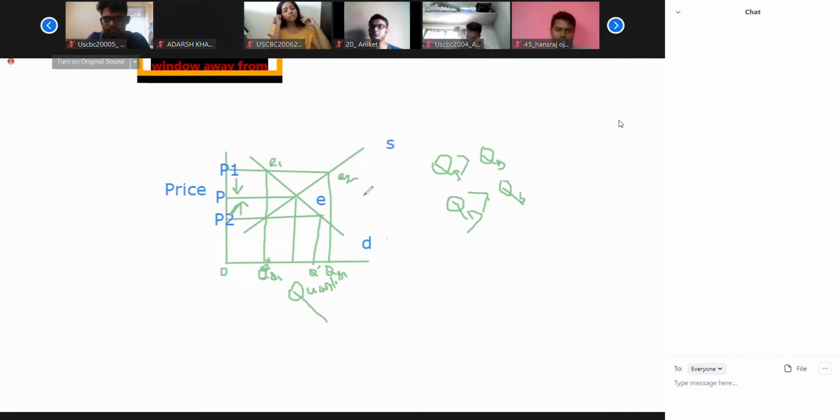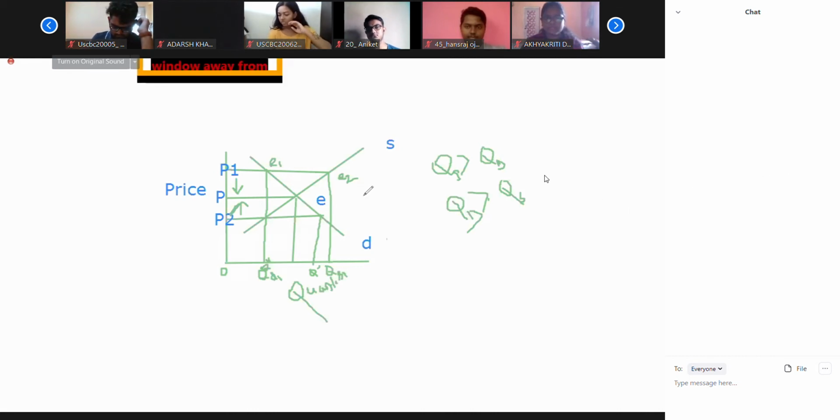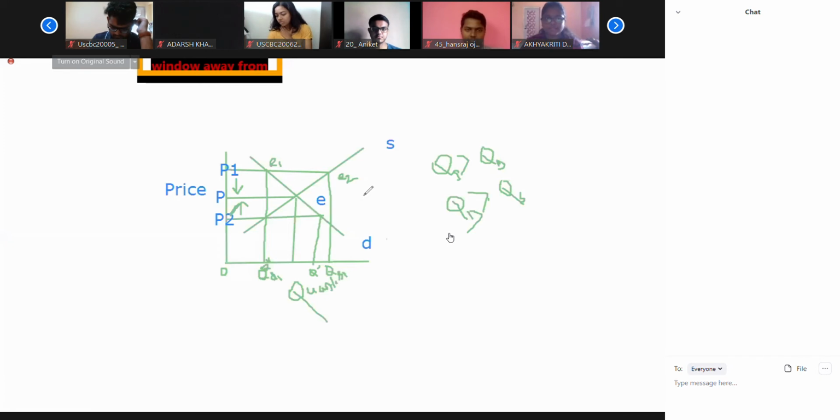When we take into consideration any other factor besides price, we shall show this through a shifting of the demand curve or the supply curve. If the demand for the commodity increases, the demand curve will shift to the right. If the demand decreases due to other factors, we show it by shifting the demand curve to the left. Similarly, if the supply increases, we show it by shifting the supply curve to the right. If the supply decreases, we show it by shifting to the left.